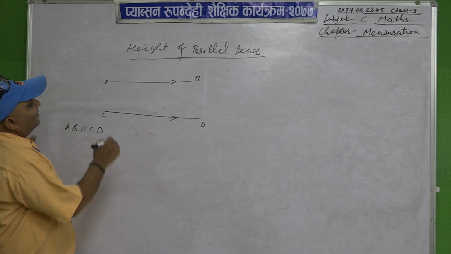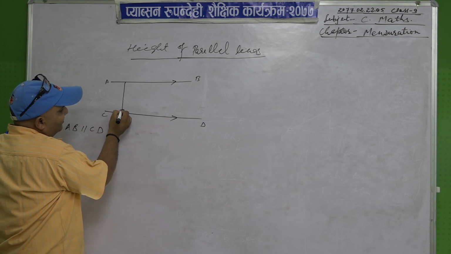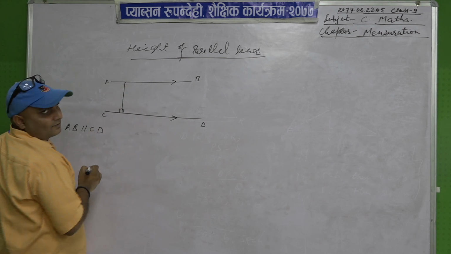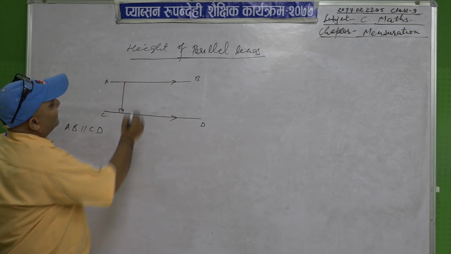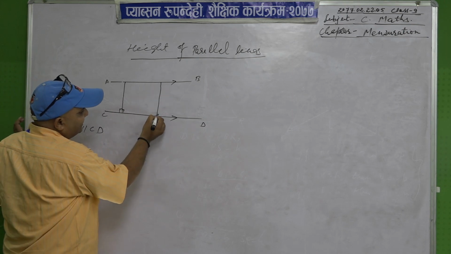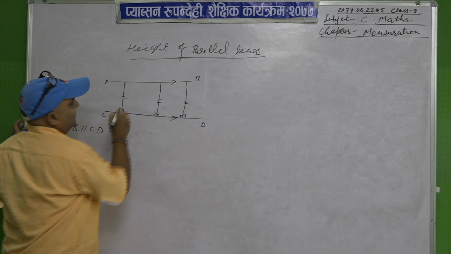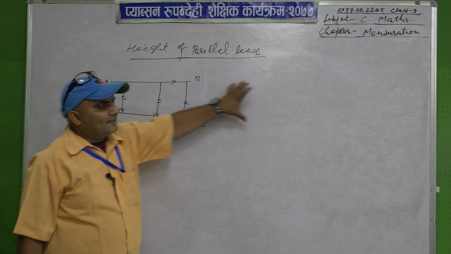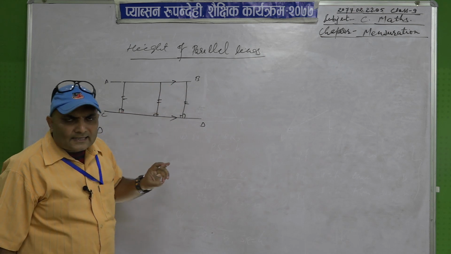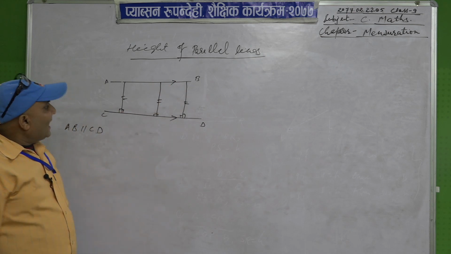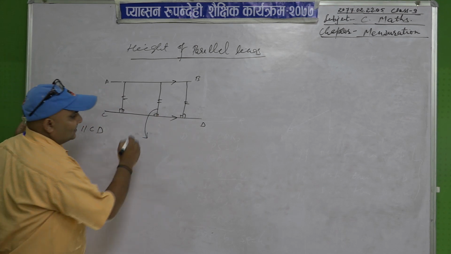Okay. And one property is there: the perpendicular distance between two parallel lines is always equal. This is the perpendicular distance between these two parallel lines. If you draw another perpendicular distance here also, these are all equal because they never intersect each other. That's why the perpendicular distance between two parallel lines is always equal. And this perpendicular distance is called the height of the parallel lines.